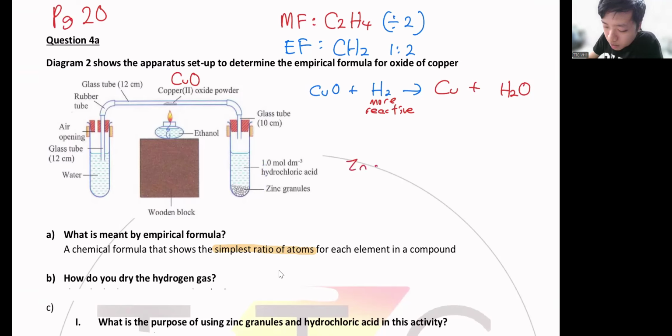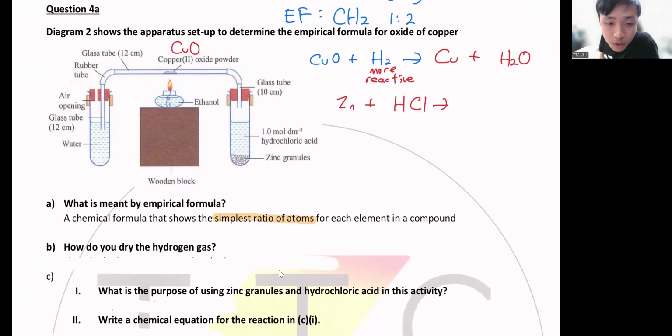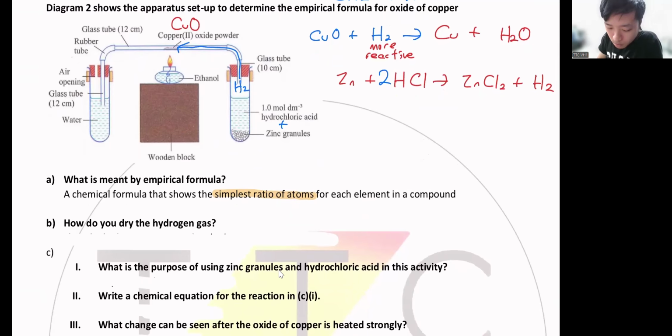Zinc plus, so you put zinc into the hydrochloric acid. Then in this case, the hydrogen gas will be produced. Then the balanced equation. So you produce hydrogen gas from this reaction. Then the hydrogen gas will flow and react with CuO. So they ask how to dry hydrogen gas.